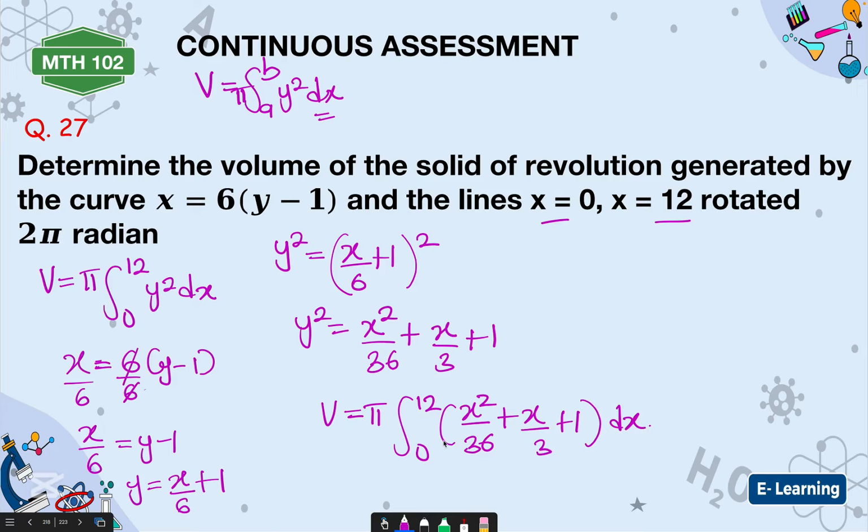Now, if you integrate what you have here, what do you think you are going to have? V will be equal to pi. Integrate this to be x to the power of 3 plus 1 will give us 3. So here gives us x to the power of 3 divided by, use 36 multiplied by that 3, it will give us what? 108 plus x. 1 plus 1 will give us 2. Use this 2 to multiply this. Will give us x squared over 6 plus what? x. Then we'll have 12 and 1. Now at this point in time, substitute 12 in, substitute 1 in, subtract them. Whatever you get is your answer.